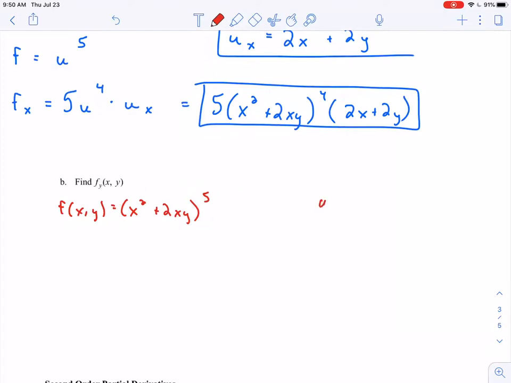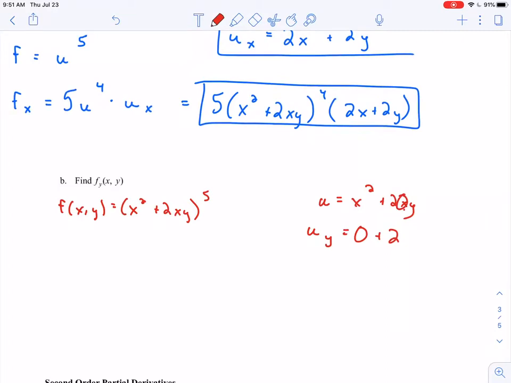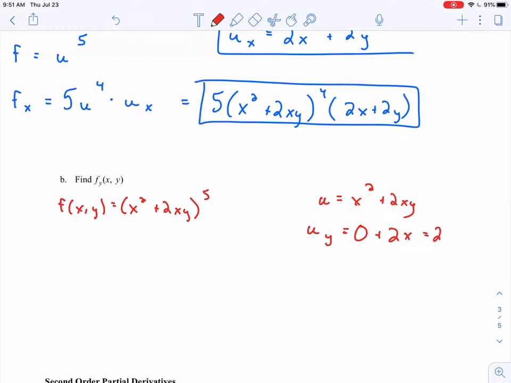If you need to, off to the side, say u is equal to that inside part, which again is x squared plus 2xy. And here I want the partial derivative of u with respect to y. So u sub y: x squared is a constant, so the derivative of x squared is going to be 0. Plus here, ignore 2x for a moment, the derivative of 2y is just going to be plus 2. And then that x is a constant multiple, so that just comes down to the next step, so 2x. So the partial derivative with respect to y is simply 2x.